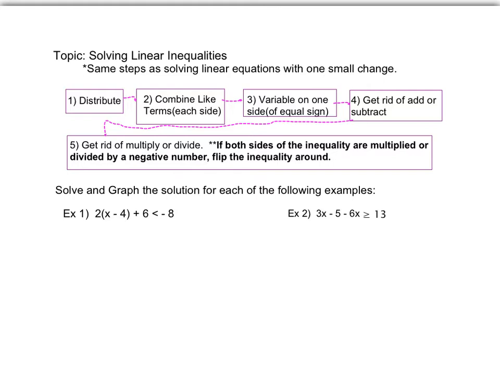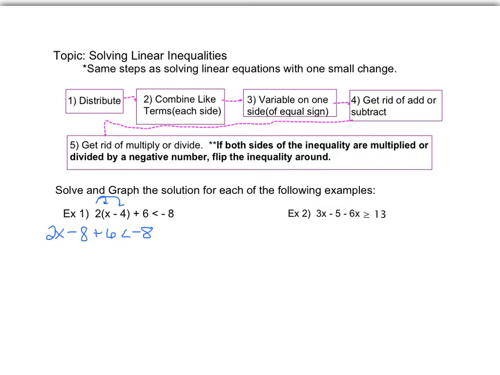So I'm going to go ahead and jump right into these examples because we've all seen these before. There are 3 examples total, and in my examples I'm going to solve the inequality and then graph my solution. So jumping into number 1, my first step, just like with solving, is to distribute. Since I do have parentheses, I'm going to take that step. And distributing the 2 in gives me 2x minus 8 plus 6 is less than negative 8.